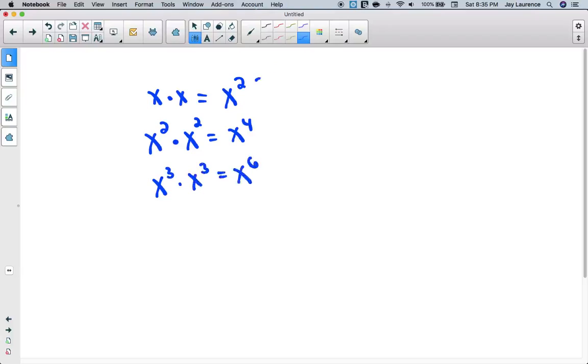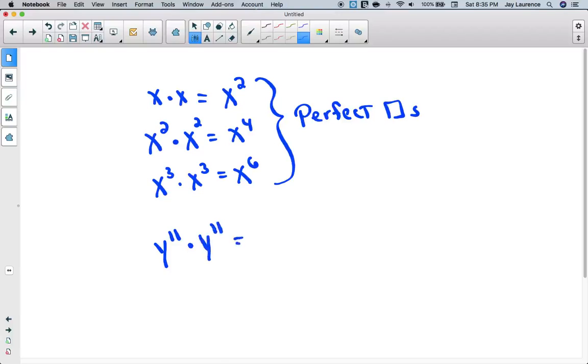In other words, these numbers here are all perfect squares. I mean, I just proved they were perfect squares because I multiplied the number by itself, or the variable by itself. You know, if I do y to the 11th times y to the 11th, well, that's going to be y to the 22nd. That means y to the 22nd is a perfect square because I multiplied the same number by itself to get y to the 22nd.